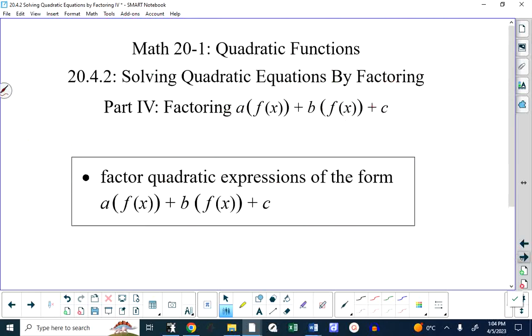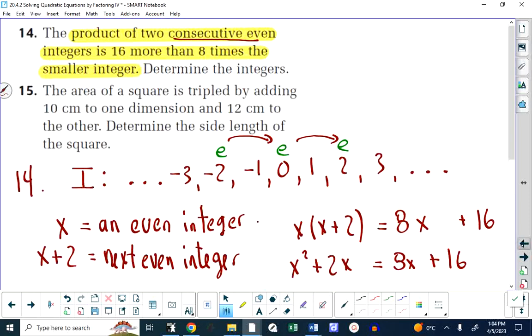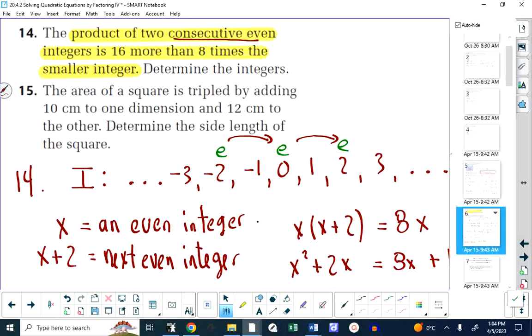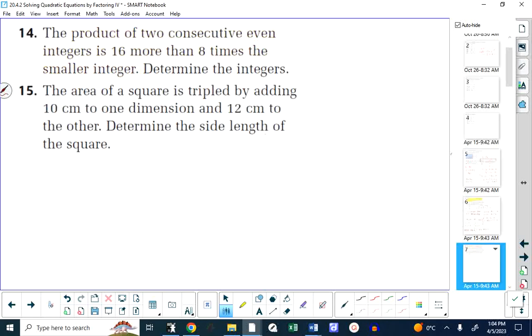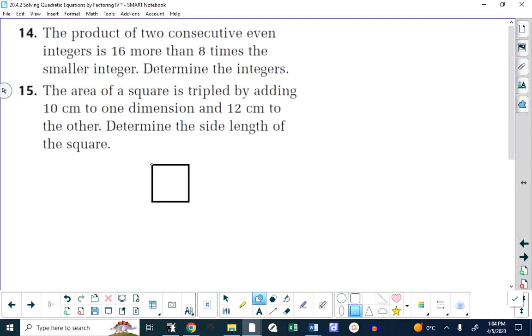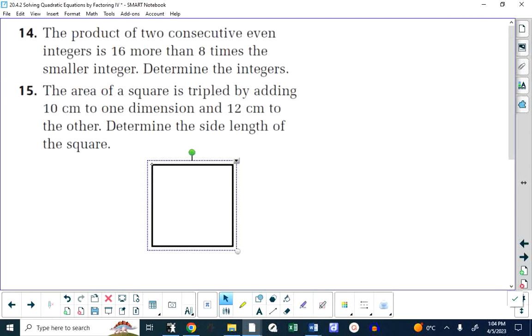All right, and 15, the area of a square is tripled by adding 10 to one dimension and 12 to the other. So if we have a square, let's just call the length of each side of this square x. We're going to add 10 to one of those dimensions and add 12 to the other.